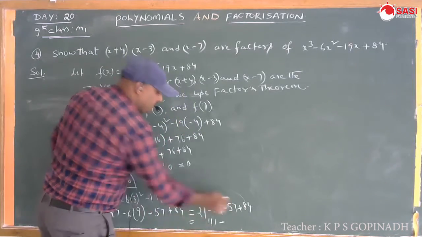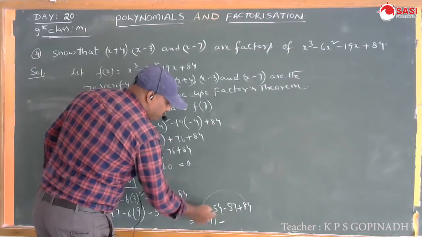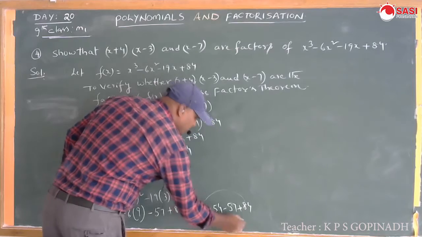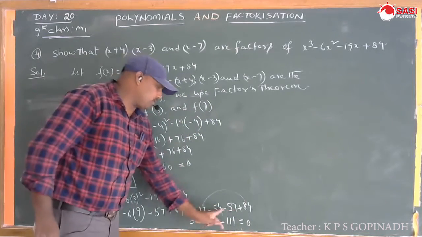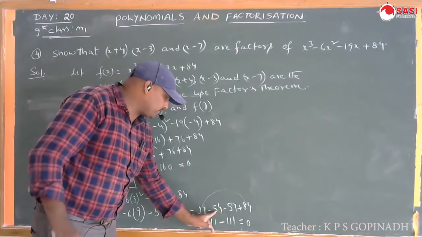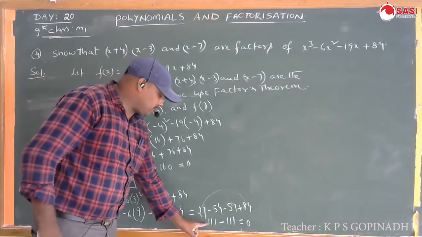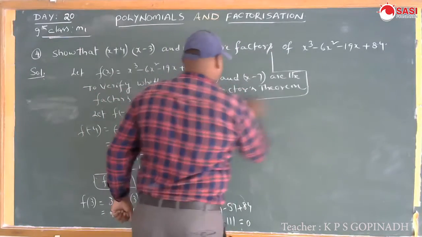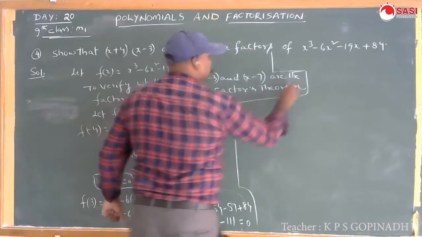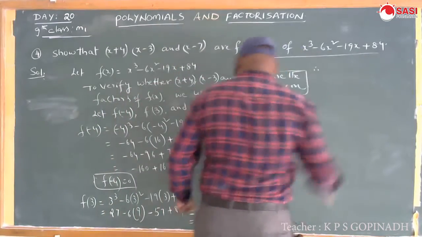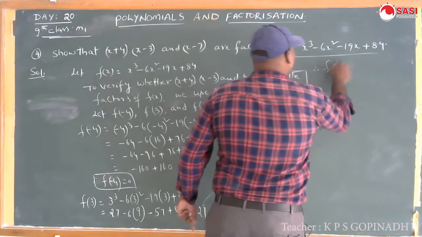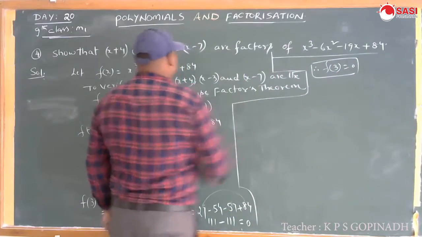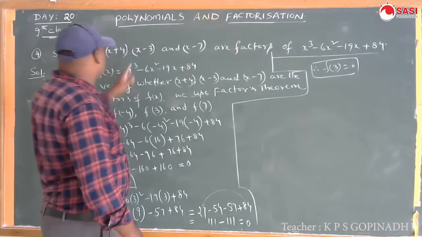Minus, here negative numbers: minus 57 minus 54. That is equal to minus 111. 7 plus 4, 11, remainder 1. 5 plus 5, 10, plus 1, 11. So plus 111 minus 111 equal to 0. Therefore, we got f of 3 equal to 0 came.